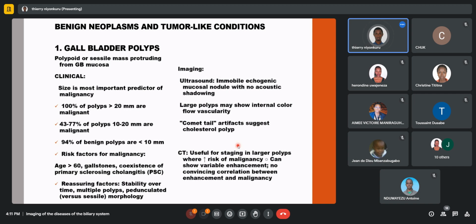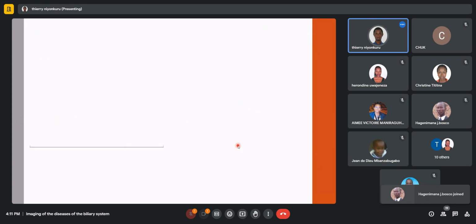On imaging, we see an immobile echogenic mucosal nodule with no acoustic shadow. Large polyps may show internal color flow vascularity, and we can see the comet-tail artifact which is suggestive of a polyp. On CT, it is very useful for staging larger polyps where there is increased risk of malignancy, and we can see a variable degree of enhancement, but the enhancement doesn't correlate with the degree of malignancy.